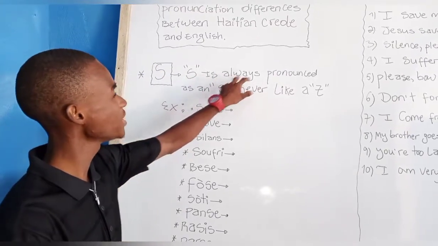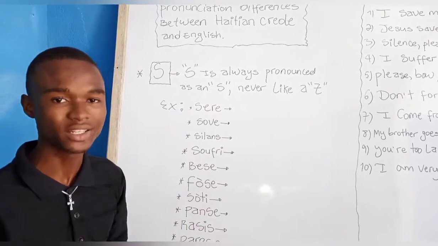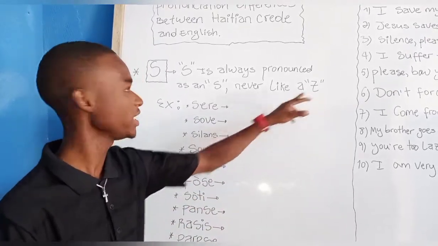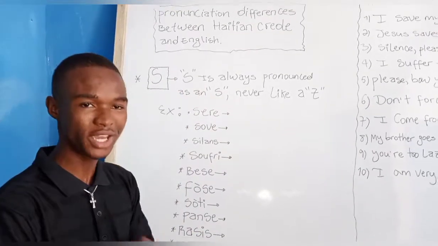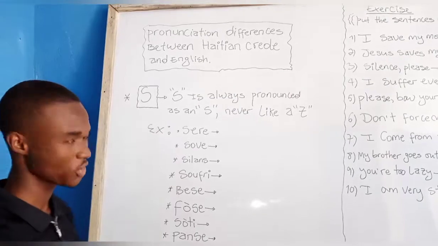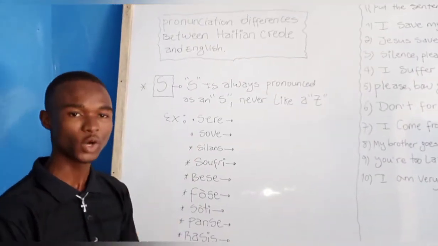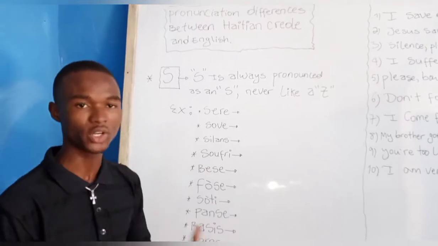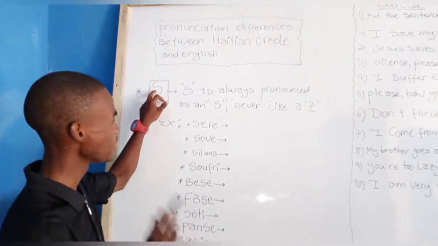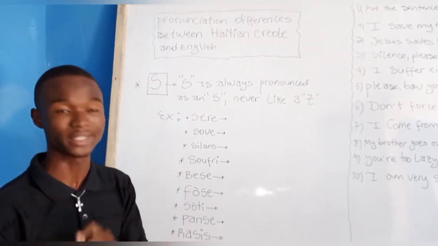It's always pronounced as an S, just like you know, but never like a Z, for British English, and never like a Z for American English, okay? It's always an S, never, ever, ever a Z. We have some words here as examples. We will see how we can pronounce these words in Creole. And remember, we will be focusing on the letter S. It's always pronounced as an S and never like a Z, alright?